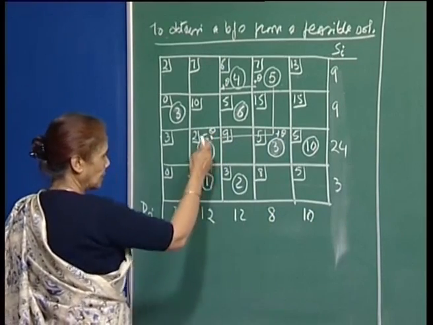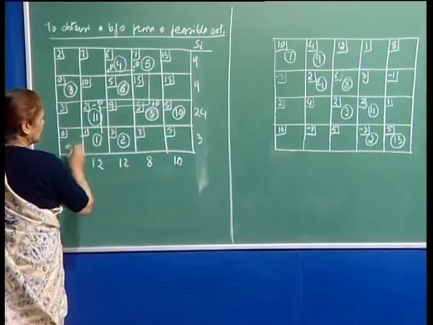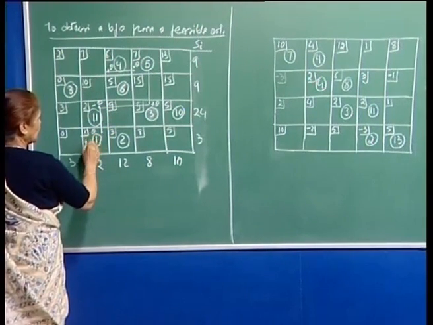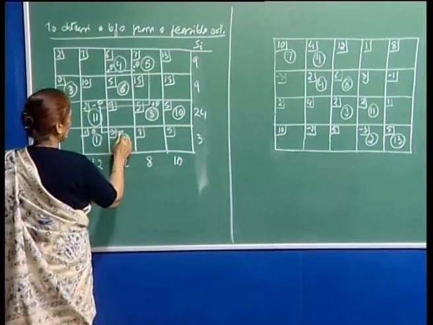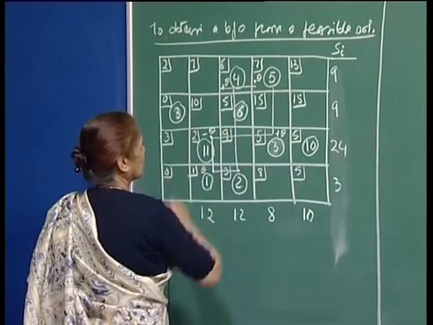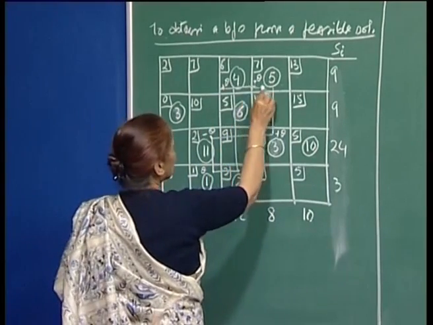Now, here again I have to come down, because there is nothing, no basic cell upstairs. So, this is the one, right. So, this becomes plus theta. Then I can shift here, right, this way, and then this. So, you see you have this.